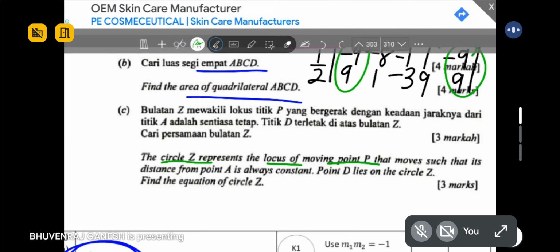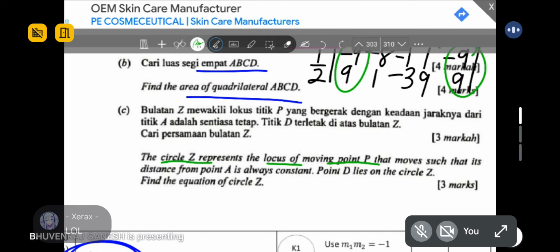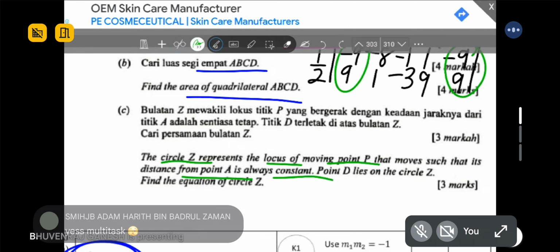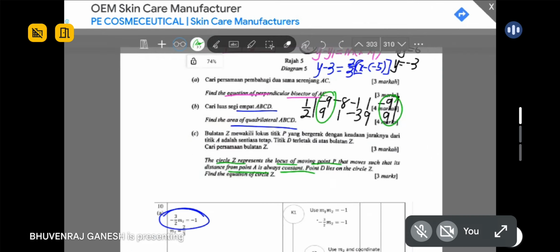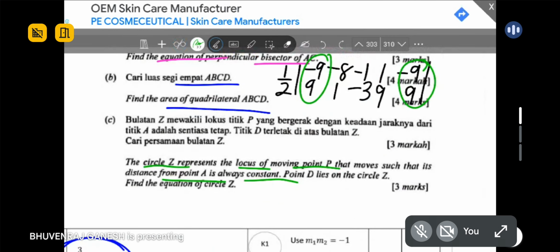Okay, so now, hopefully you can focus although you're doing homework. Okay, so now, they say circle Z represent the locus of... Oh, the homework also is add maths. Okay, good. Then it's good thing. Okay, so now, circle Z is the locus. So they say the distance from point A is always constant. Okay, jarak titik P ke A adalah sama. So means that P is your moving point, guys. Titik P adalah titik bergerak.